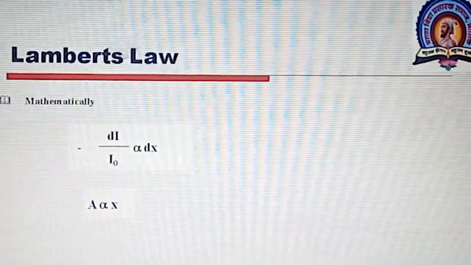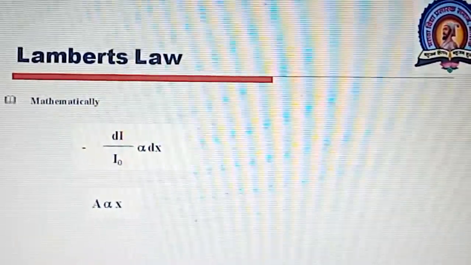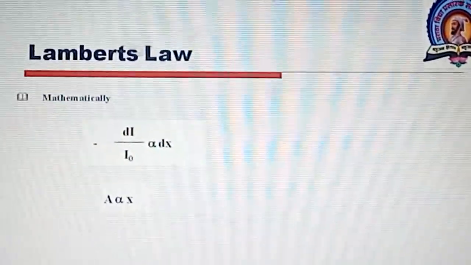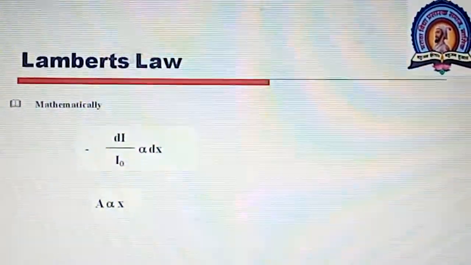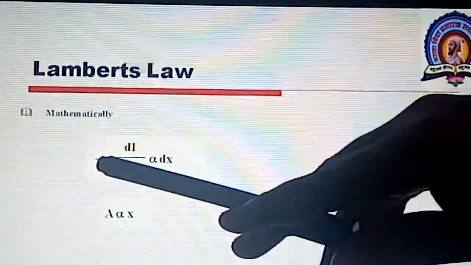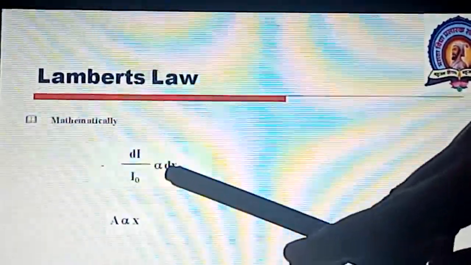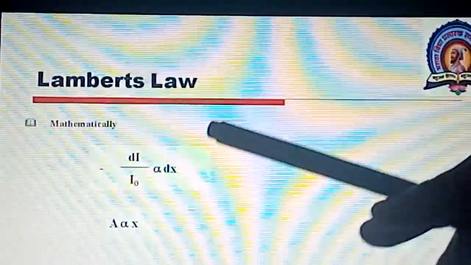I will again repeat. When a beam of monochromatic light is allowed to pass through a transparent solution, the decrease in intensity of incident radiation is directly proportional to what? Path length at constant concentration, and mathematically it is expressed as minus dI upon I0 directly proportional to what? dx. Okay.